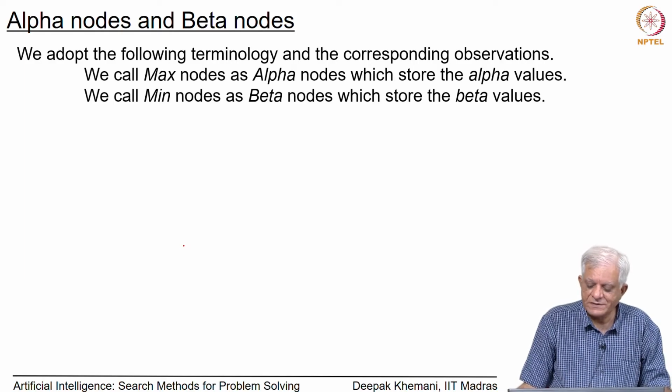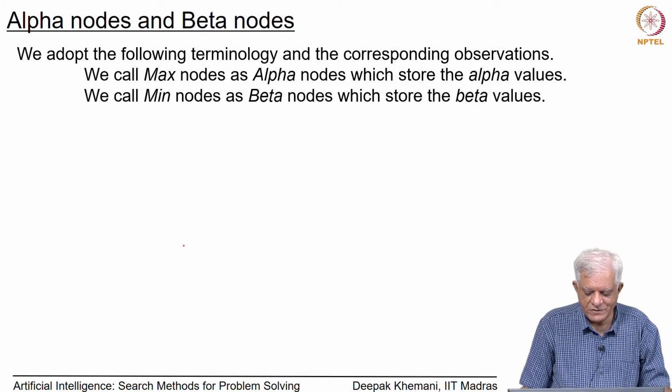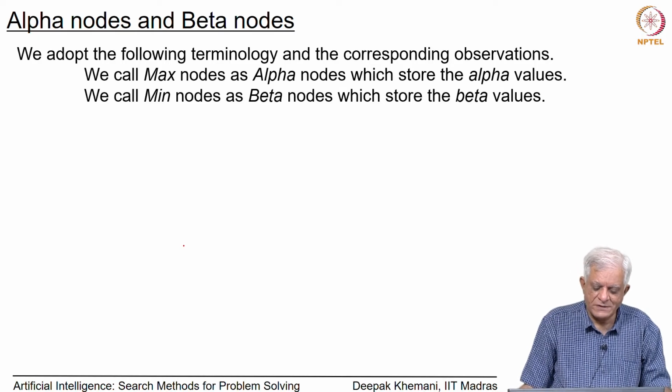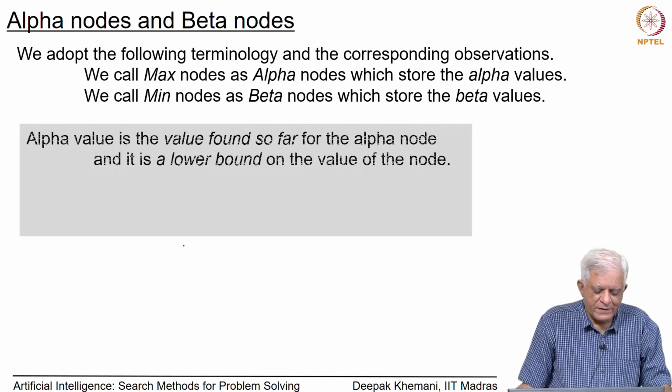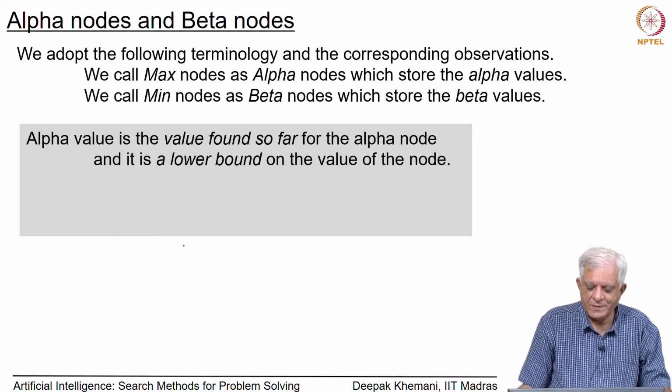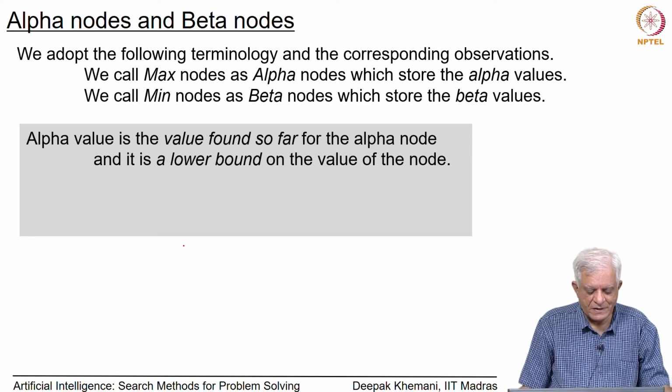The partially computed values, or even the fully computed values, we will call alpha values. So max nodes will be called alpha nodes and they will store alpha values, min nodes will be called beta nodes and they will store beta values. The alpha value is the value found so far for the alpha node. Remember that the algorithm is sweeping from left to right and it will be a lower bound on the value of the node. Why a lower bound?